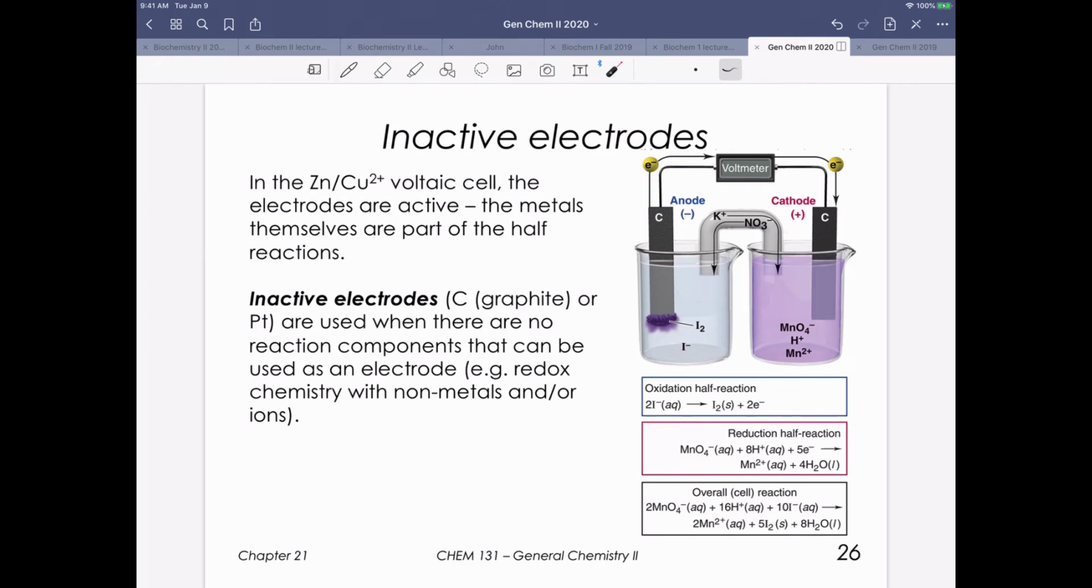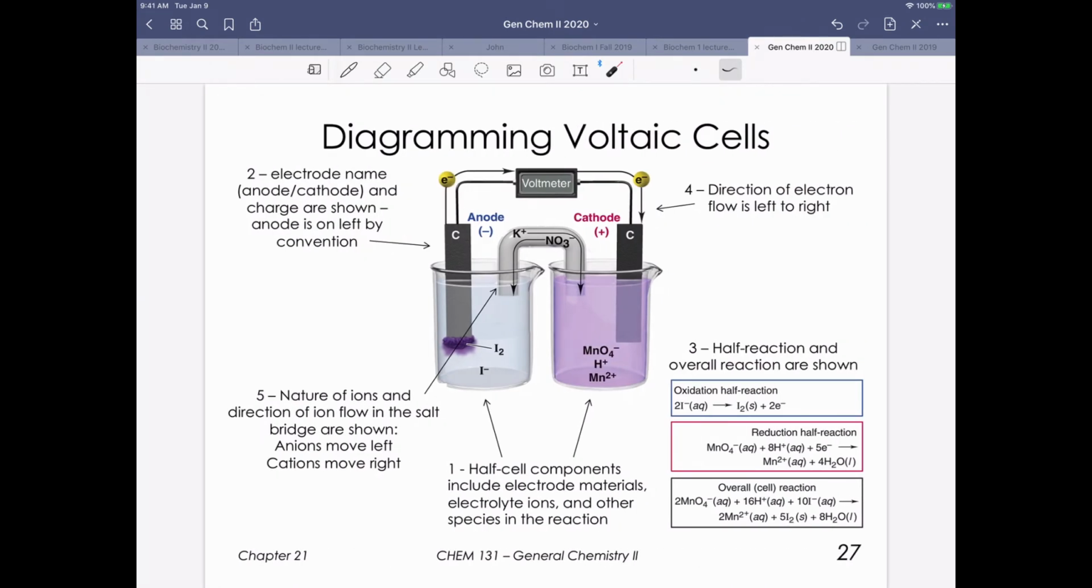All right, so let's think about how we actually go through a systematic way of diagramming these cells. Okay, so again, there are some things that are always the same. Half cell components always have electrodes that you have to identify, electrolyte ions, and any other species that we might have, like the species that are participating in a salt bridge. Electrodes are always going to be in the same spots. So the anode's going to be on the left, cathode on the right. But again, you might need to identify what you're using as the cathode and the anode.